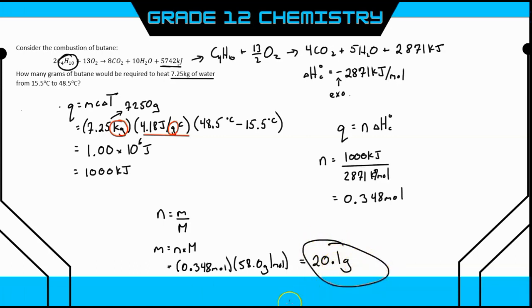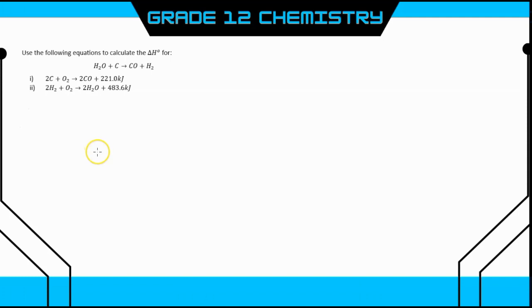There's our answer. All right, so our next question is a Hess's Law question. So we need to find the change in enthalpy for this reaction, given what it is for these two reactions. So first thing I like to do is take these out of the equation. So for this one, delta H is negative 221.0 kilojoules. And for this one, delta H is negative 483.6 kilojoules.